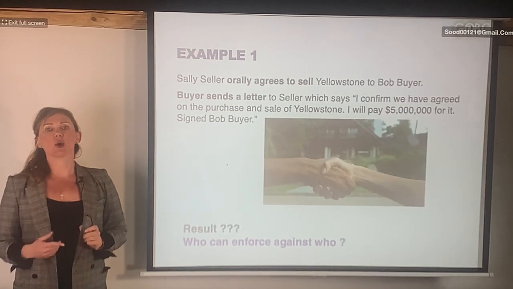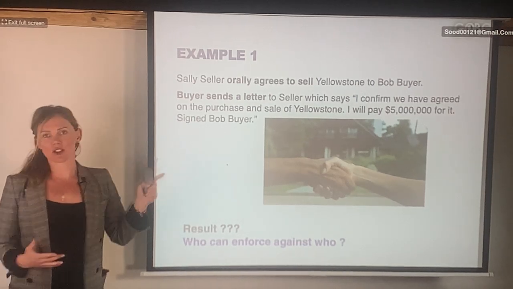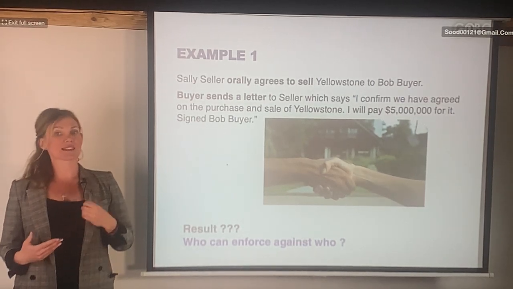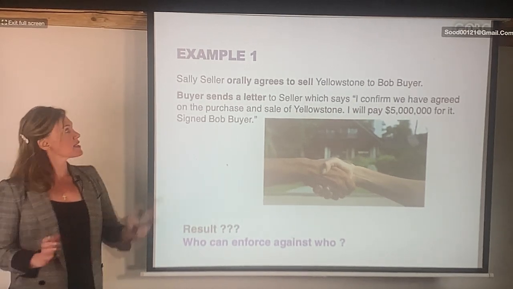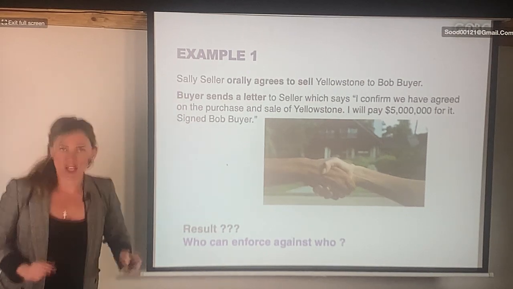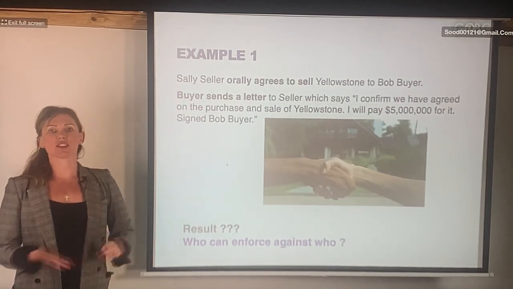You have to ask the question, who signed the contract? Whose signature is on the contract right now? It was a verbal contract in the first place, but he sends the letter and he says, I will buy the property for $5 million, with his signature. So that means Sally, can she enforce it against Bob? Yes, she can. You can always enforce the contract against the person who puts the signature on the contract, right?